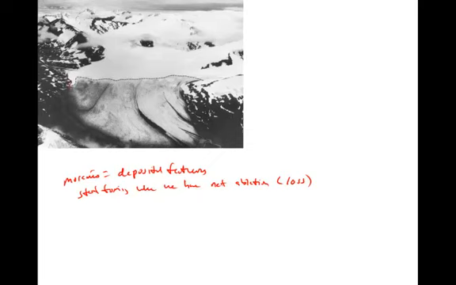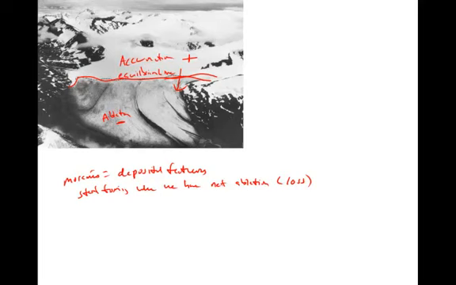The dashed line on the photo is the equilibrium line. The equilibrium line separates the accumulation area from the ablation area. Accumulation is where there's a net gain of mass. Ablation is where the glacier has a net loss of mass. Once we move from the accumulation area to the ablation area, we can start forming moraines.